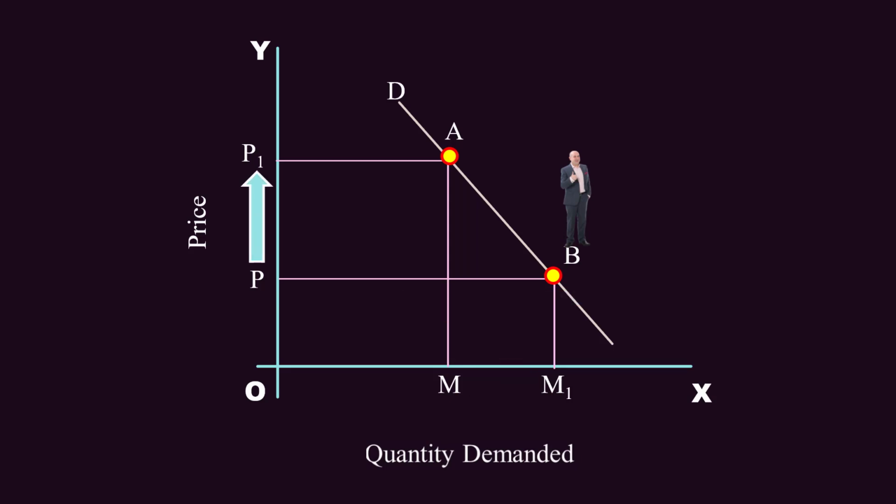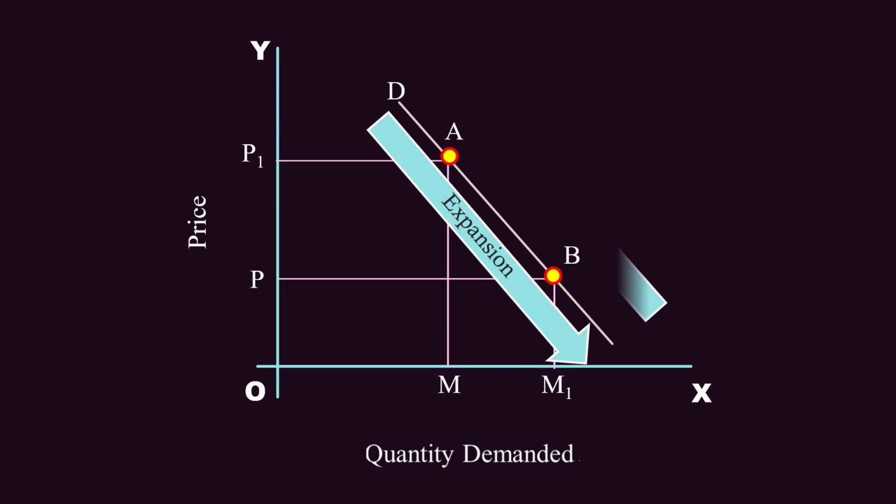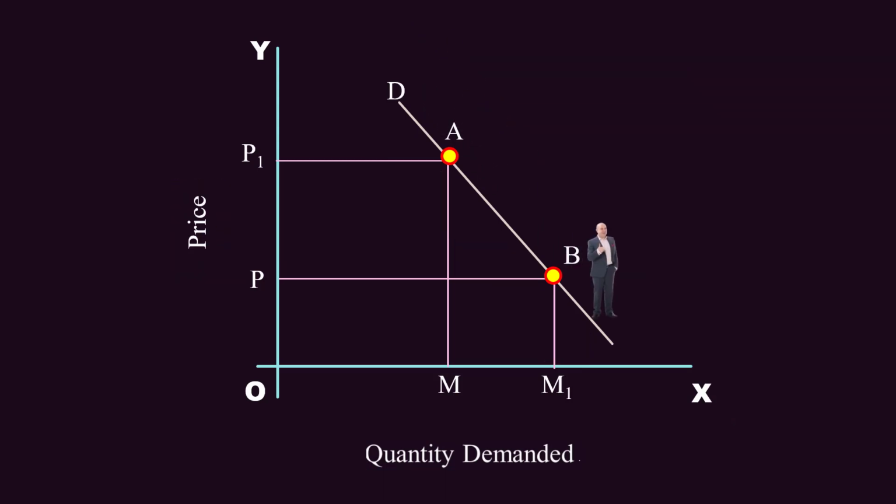If the price increases to P1, the consumer will move up along the demand curve to point A. He buys M units. This is known as contraction in demand. Expansion and contraction in demand put together is called change in quantity demanded. Change in quantity demanded is caused by change in price alone. It takes place along the same demand curve D.